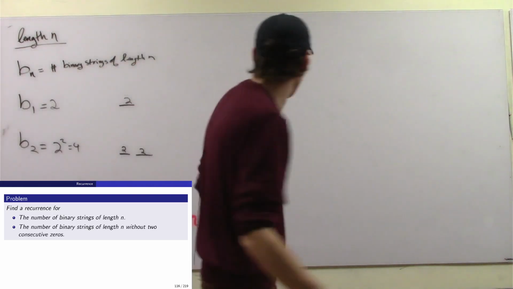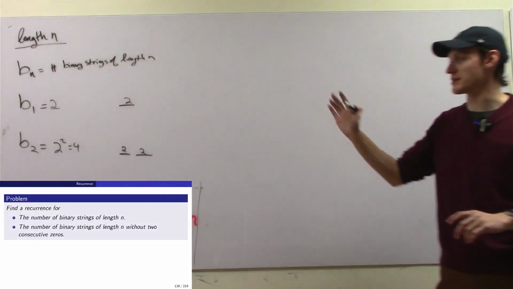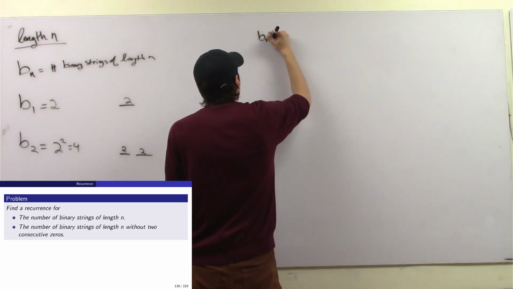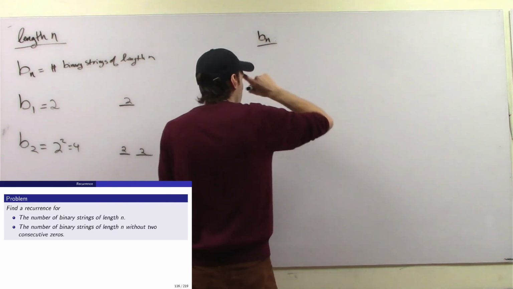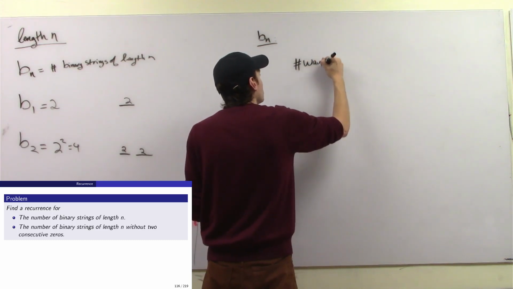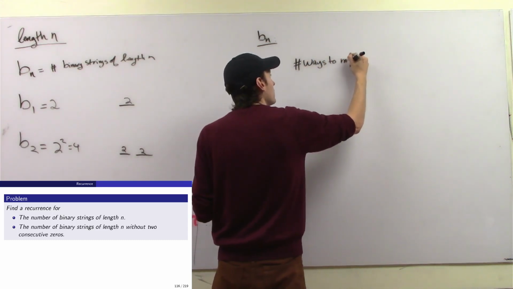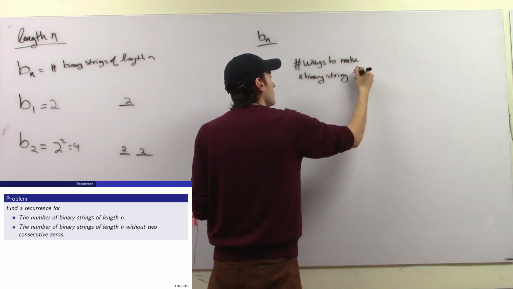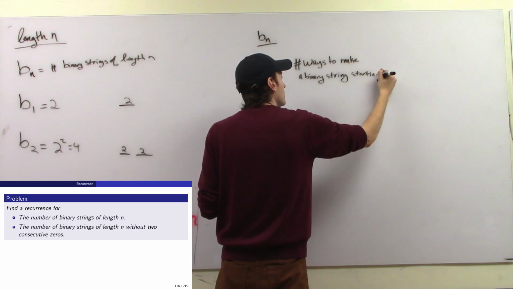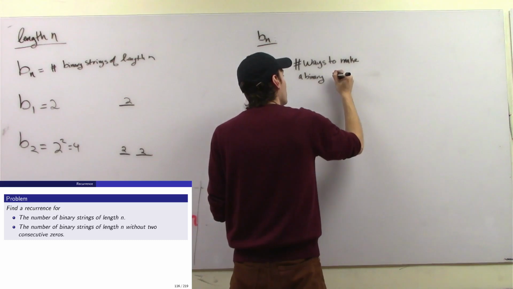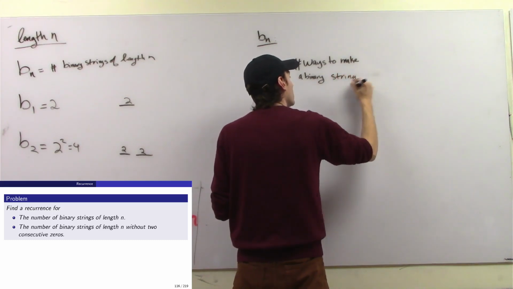So we see a couple. We don't actually need more than one term for this recurrence, but it was just nice to see, I think, to get us started. Let's see in general. I want to figure out b sub n. And so I want to think about, again, a double count, number of ways to make a binary string of length n.